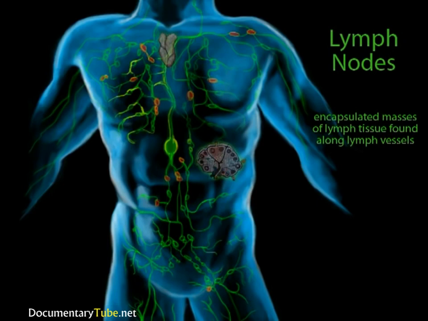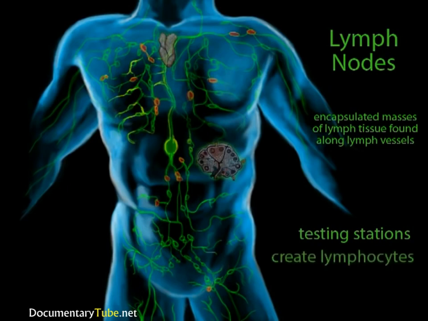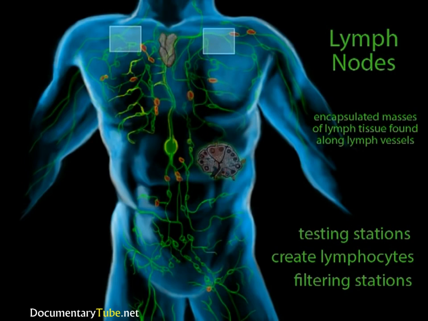First, they are testing stations. They monitor the blood by receiving samples of the blood plasma. Second, if the sample is rife with foreign invaders, they produce lymphocytes and send them into the bloodstream to try to destroy those invaders. In addition, the lymph nodes filter the lymph that they have so they can only return clean fluid back to the blood. Eventually, the lymph is returned to the circulatory system via the right and the left subclavian veins in the shoulders just above the heart level.